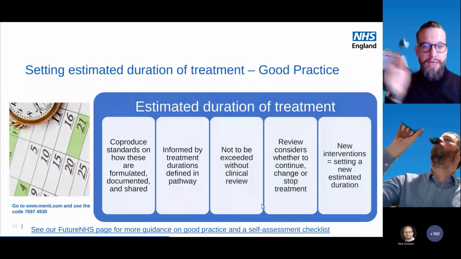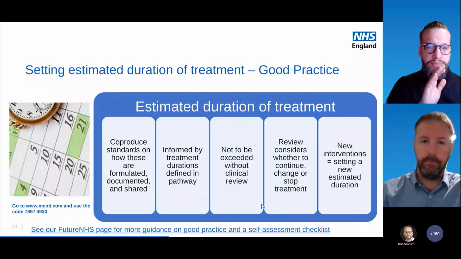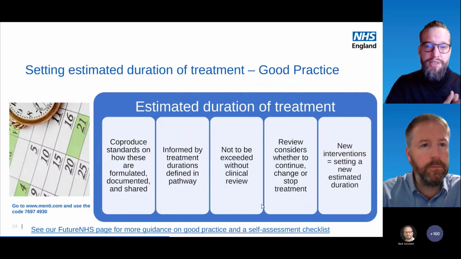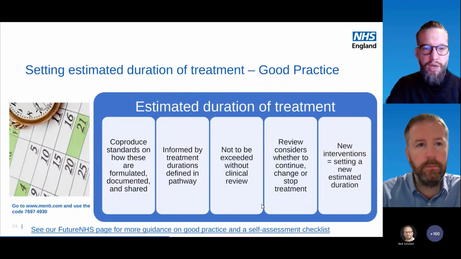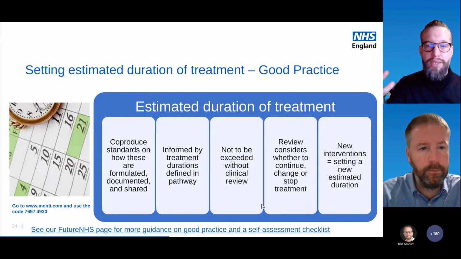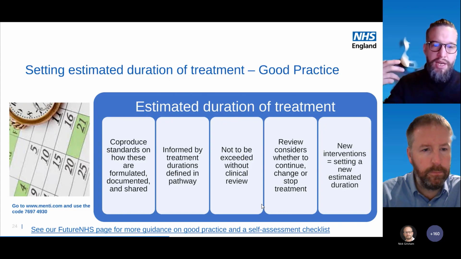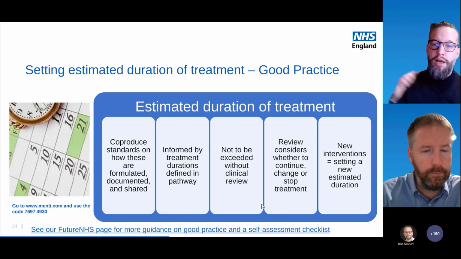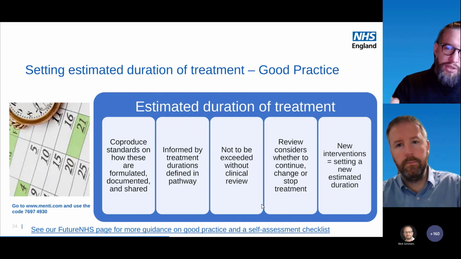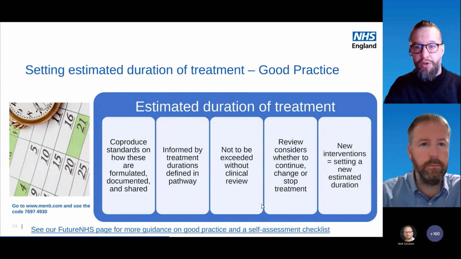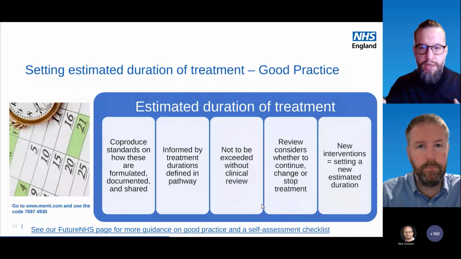Okay, so first off, for setting estimated durations of treatment, your key things to consider when implementing processes around this are that you'll need to work with patients, carers and clinicians to co-produce standards for how estimated durations of treatment are going to be formulated, agreed with patients, documented and shared with every patient alongside a copy of their assessment and formulation. When you're thinking about how estimated durations of treatment should work within a service, they'll need to be informed by the treatment durations that are set out for the interventions that you provide, as are described in the pathways and best practice guidance.